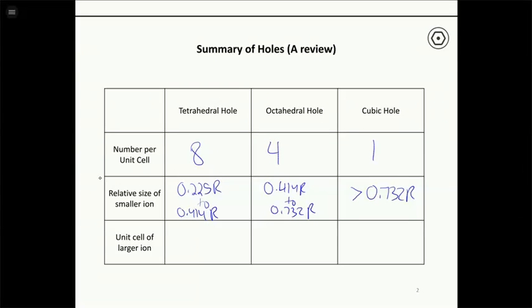Now, as I said, these holes exist in one of the regular cubic structures that we've already talked about. So octahedral and tetrahedral holes are in the face-centered cubic lattice that we discussed earlier. For cubic holes, the parent lattice is the primitive cubic.